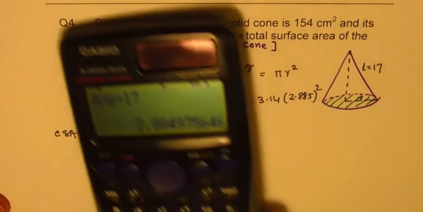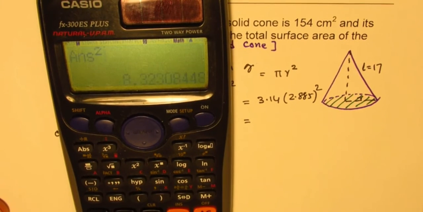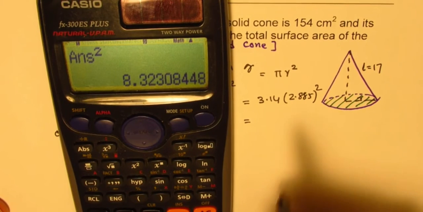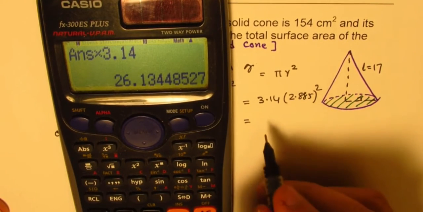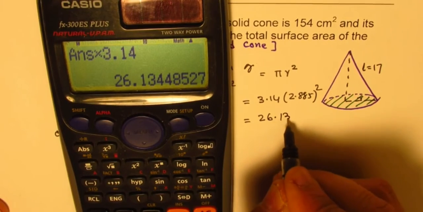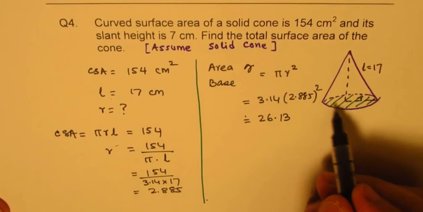So I already have this value in the calculator. I'll just square this, right? So I get the square of this value. I'm multiplying this by 3.14. So I get 26.13. So we'll approximate to 26, correct? So we got the base area.